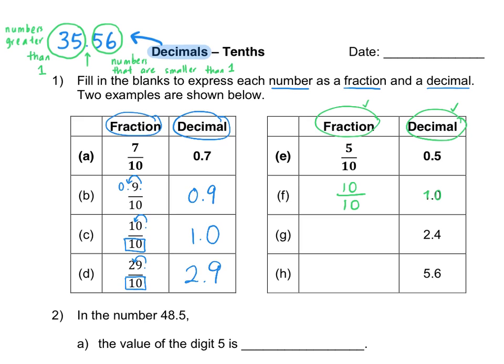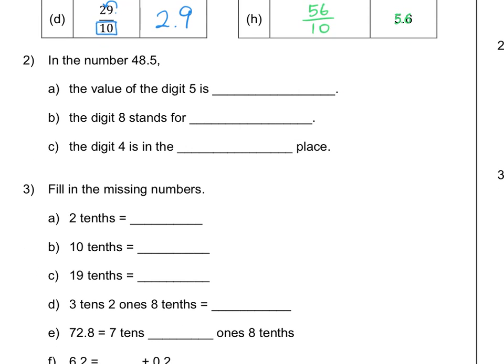For part G, 2.4, how many tenths are there in 2.4? Our answer is 24 tenths. And for part H, 5.6, how many tenths are there in 5.6? 56 tenths. So these are the answers for question number 1. Let's go on to question number 2.